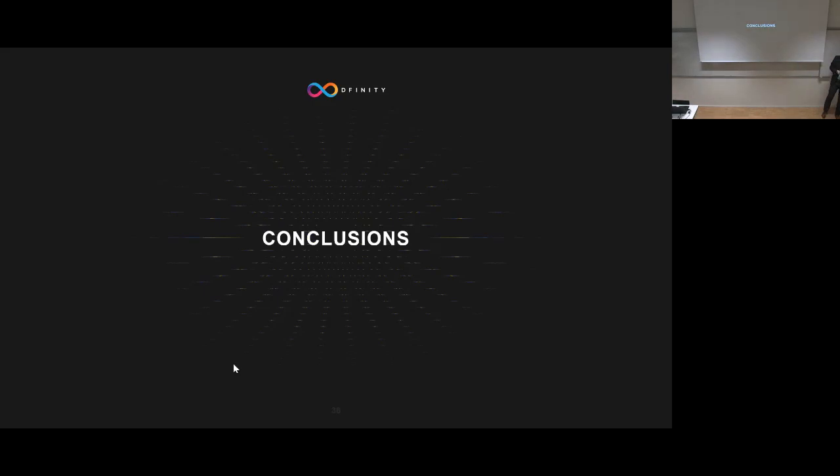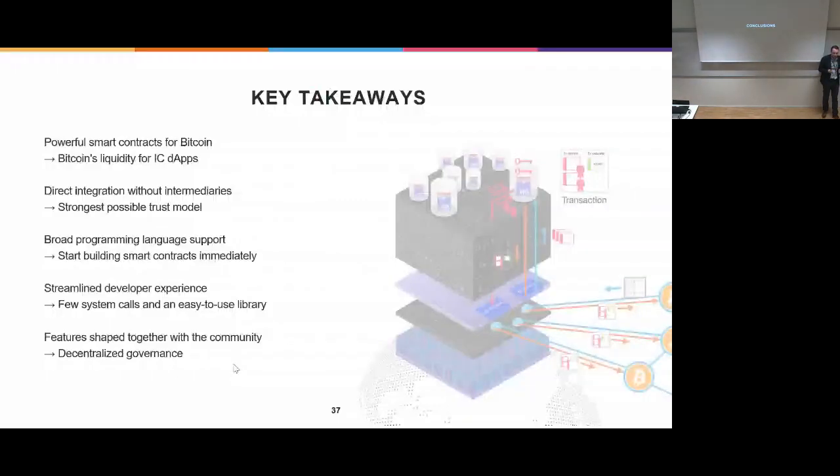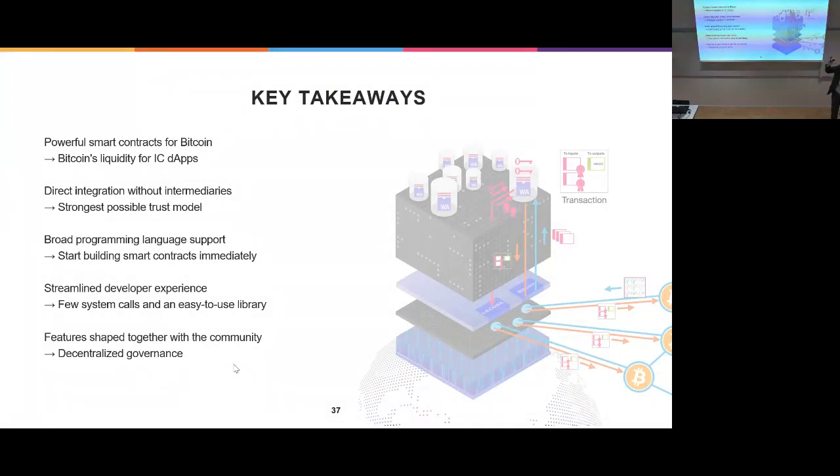So now this brings me already to the conclusions. I have a couple of takeaway messages I would like to convey. First of all, we are now bringing powerful smart contracts for Bitcoin, which potentially brings a lot of Bitcoin liquidity to smart contracts on the Internet Computer. And this is done with direct integration. Direct means no intermediaries whatsoever. No intermediaries means a strong trust model, less risk that something goes wrong with intermediaries.